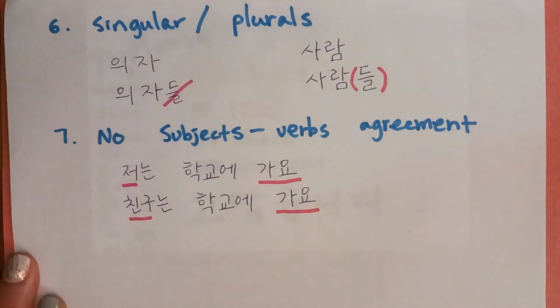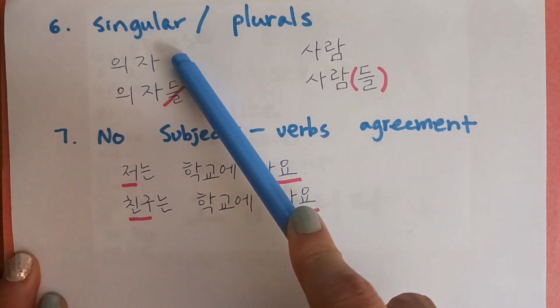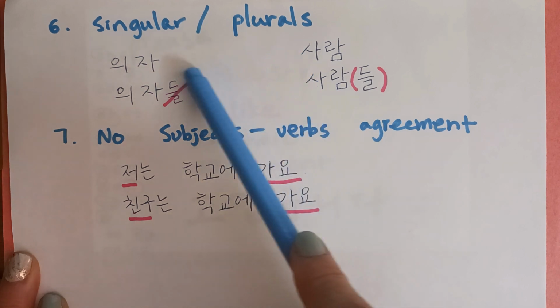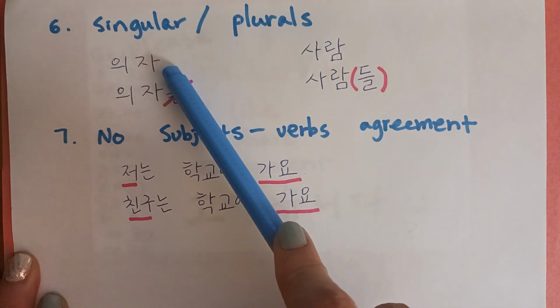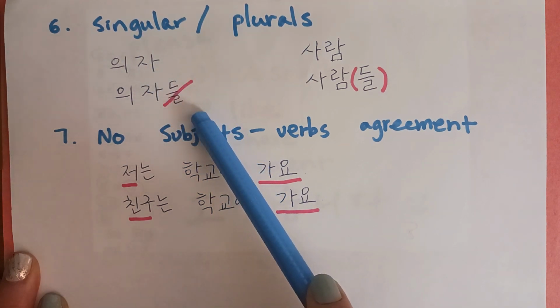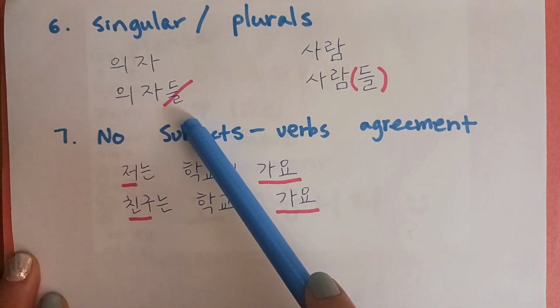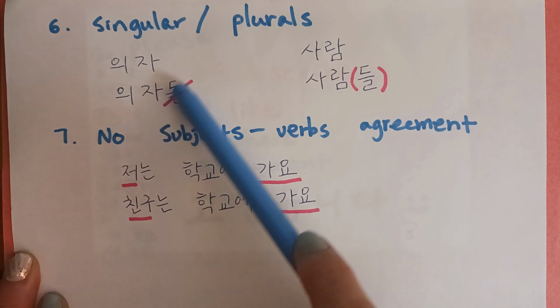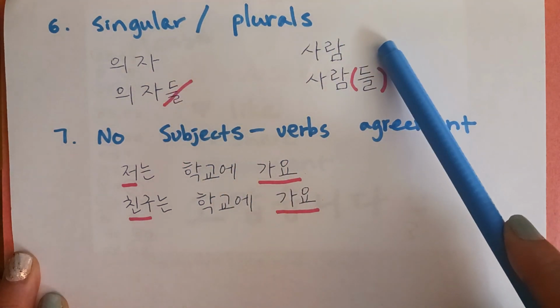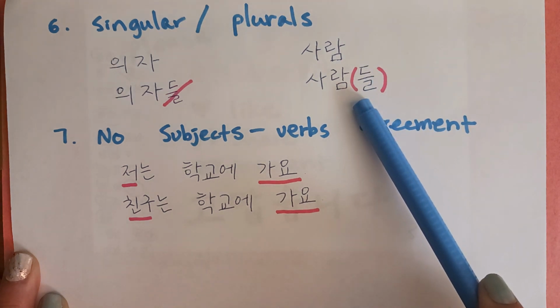Number 6, Koreans do not put a lot of emphasis on the difference between singular and plural nouns, such as 의자 means a chair. 의자들, 들 is just like the S in English to make a plural at the end of the noun. Desk, desks, just like that. For a chair, we do not say 의자들, for non-living things, which are objects. We don't use it. You can use plural for people, but even in that case, you don't have to.